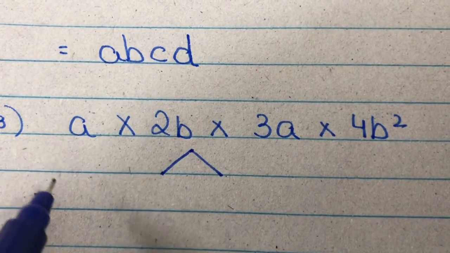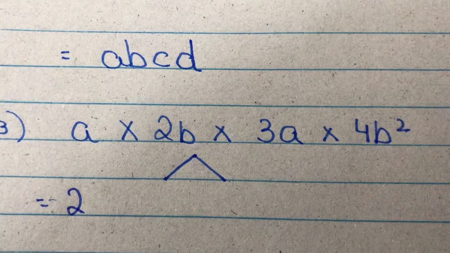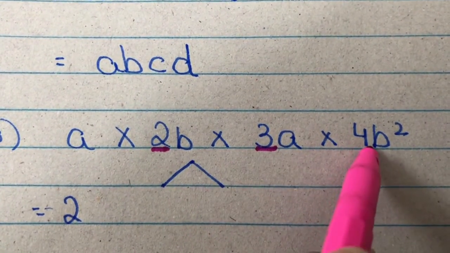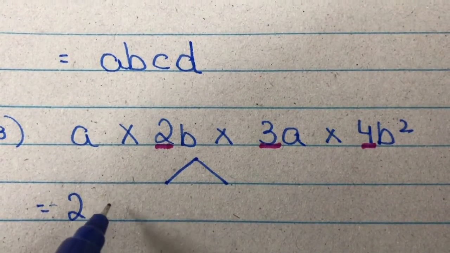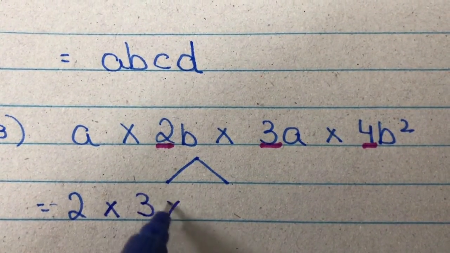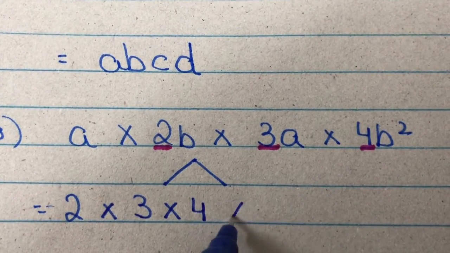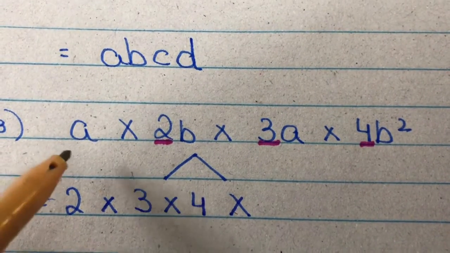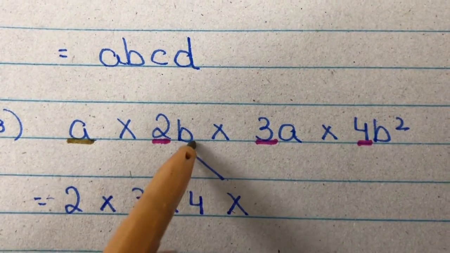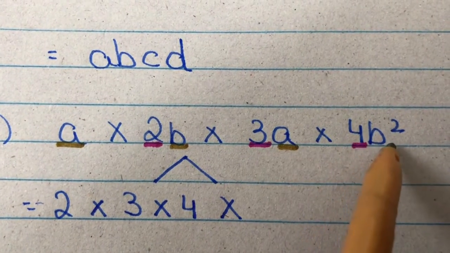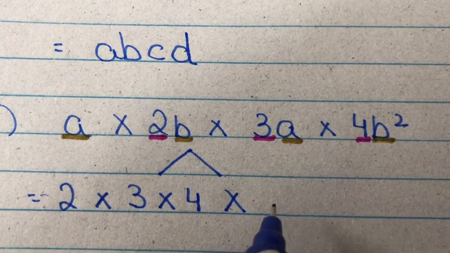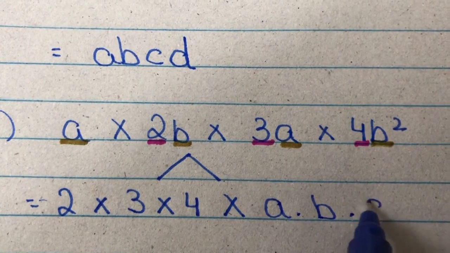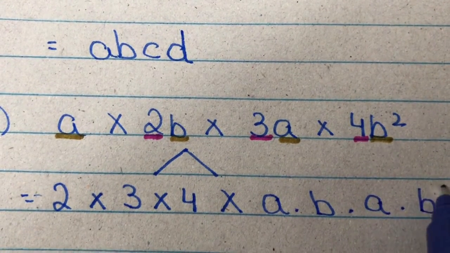What are the numbers? This is 1, no need to write. So 2, right? 2, 3, 4. I'm going to write the numbers together. All right, I separate the numbers, and then time to separate the alphabets. Now what are the alphabets? All the alphabets together. A, B squared. So let's write them together. A dot B dot A dot B squared.